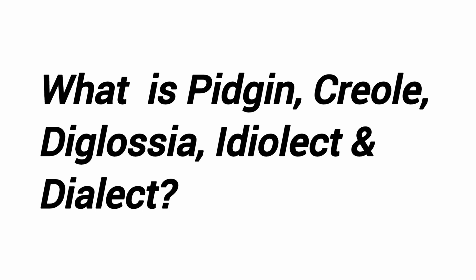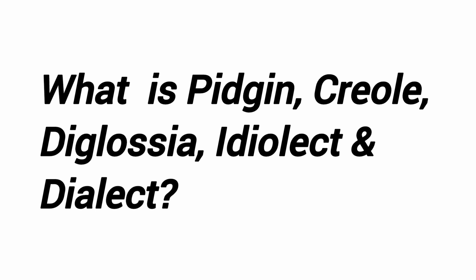Pidgin languages emerge when people from different linguistic backgrounds, which means people who speak different languages, need to communicate. In the example which I provided, I speak Malayalam and I don't understand Chinese, and the Chinese person speaks Chinese, he doesn't understand Malayalam, but we should communicate because we are doing business with each other. So, pidgin languages emerge when people from different linguistic backgrounds need to communicate for trade, business, or other practical purposes.